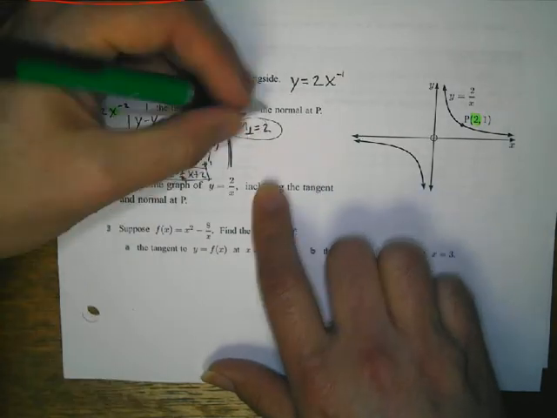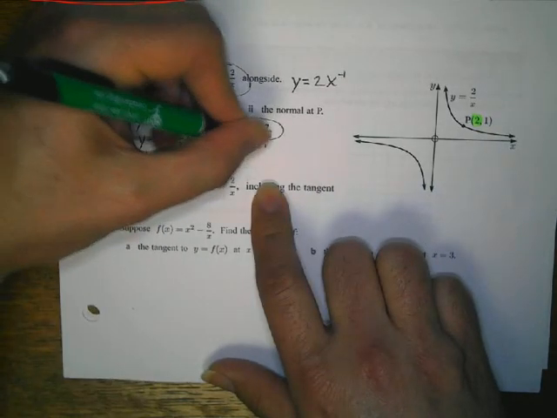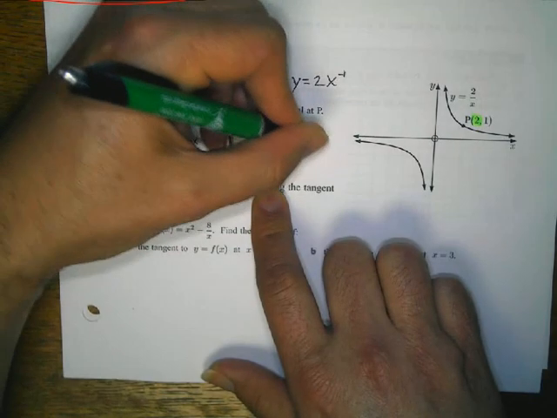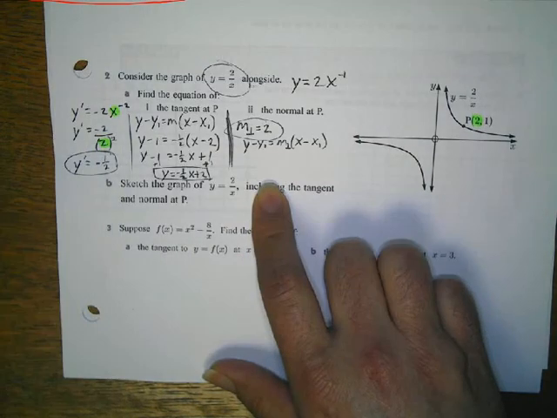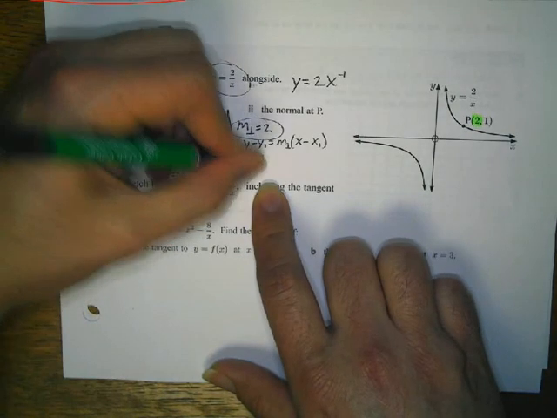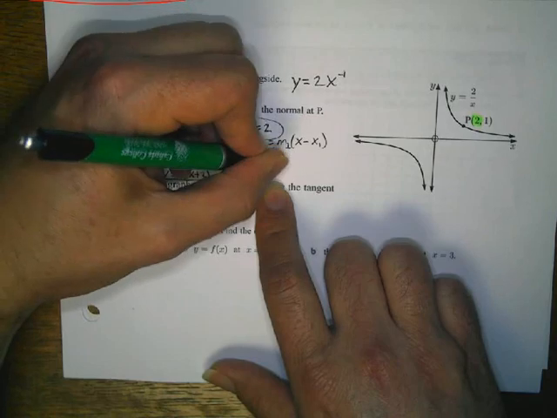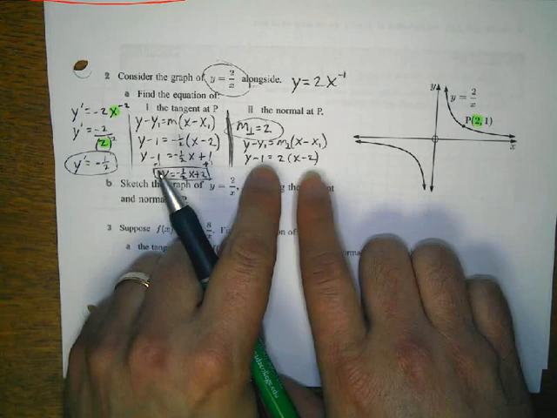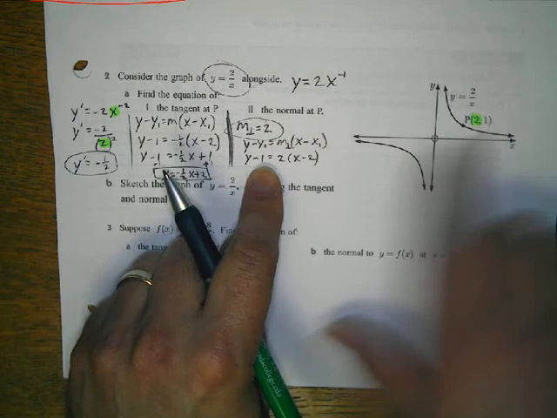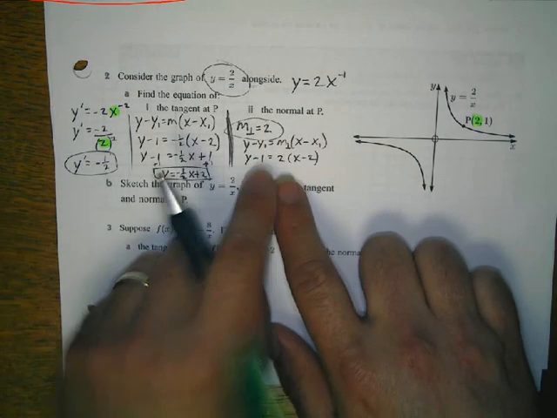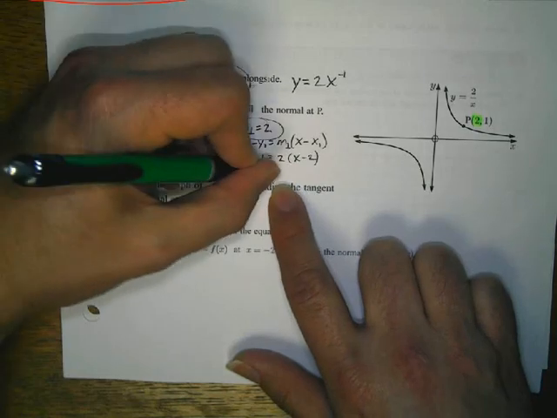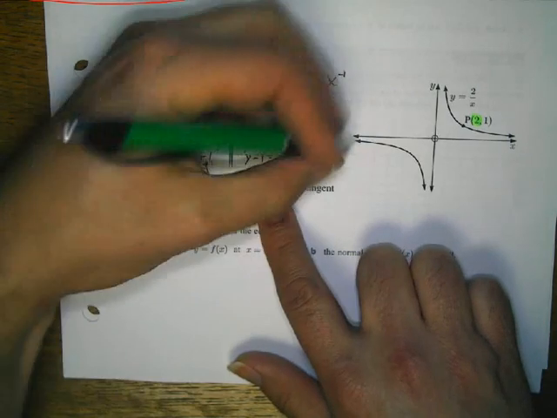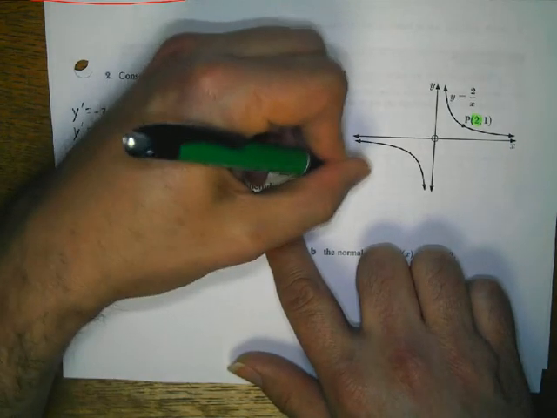So y minus y1 equals m times x minus x1. Okay, so now I'm going to do y minus 1 equals 2 times x minus 2. Okay, I plugged in the 1 and the 2 from over here, and now I can do distributive property, y minus 1 equals 2x minus 4, and then I add 1 on both sides, and my final equation is y equals 2x minus 3.